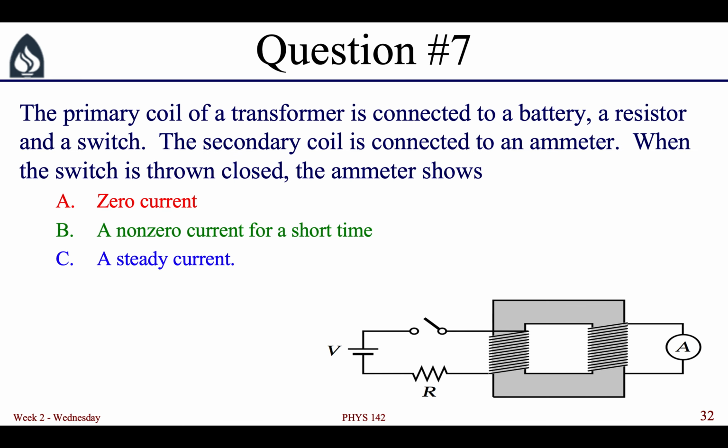So next, let's consider this question. The primary coil of a transformer is connected to a battery, a resistor, and a switch. The secondary coil is connected to an ammeter. When the switch is thrown closed, will the ammeter show zero current, a non-zero current for a short time, or will it show a steady current?